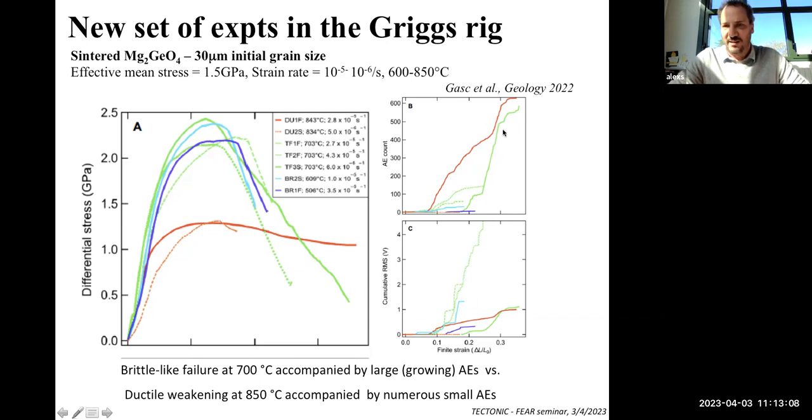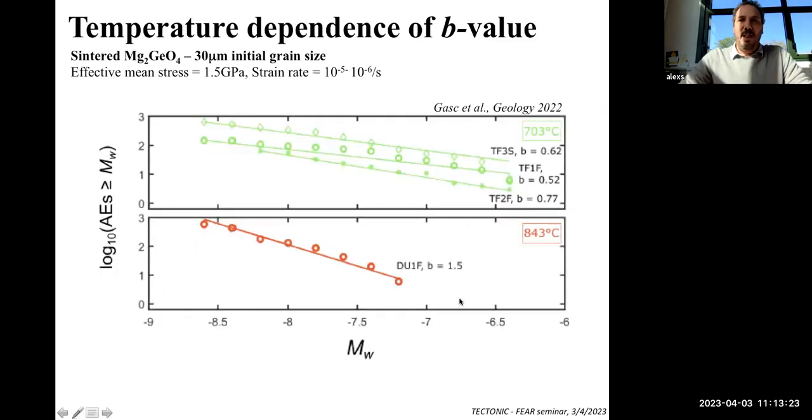And so we have two sets. We have experiments that produce a lot of acoustic emission, but these acoustic emissions have little energy. And we have here a set of experiments that produce little acoustic emission, but then these acoustic emissions have very high energy. And so, obviously that actually points to a temperature dependence of the b-value. So this is experiments performed at 700 degrees C, where you see that we have a b-value around 0.5. And here, this is experiments performed at 850 degrees, where we have a b-value of around 1.5. And so there is a temperature dependence of the b-value observed in these experiments.